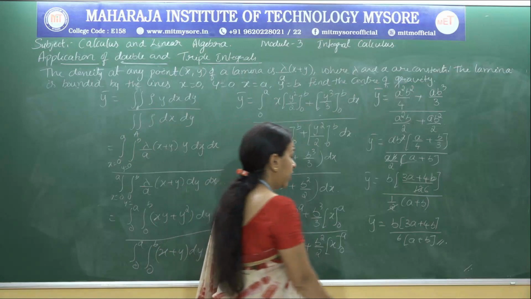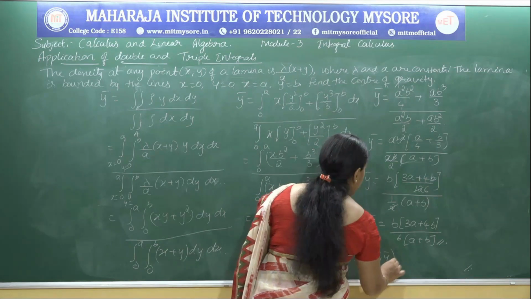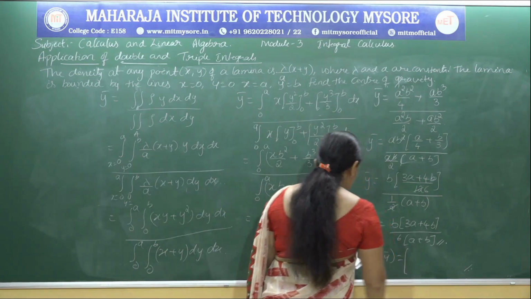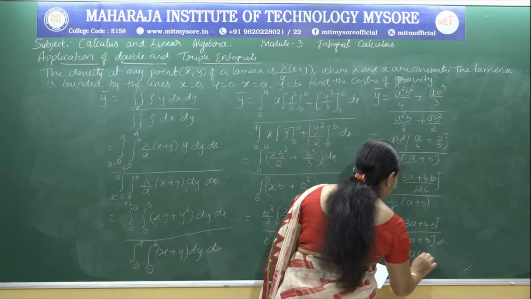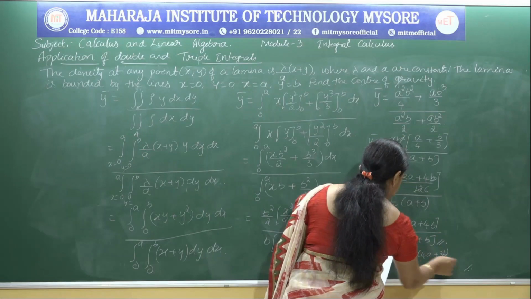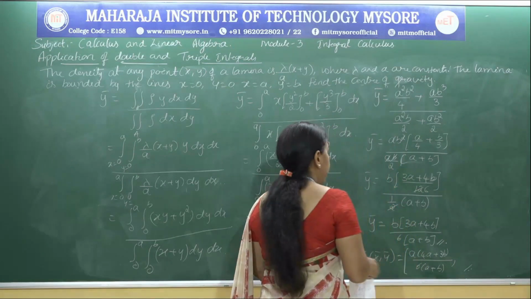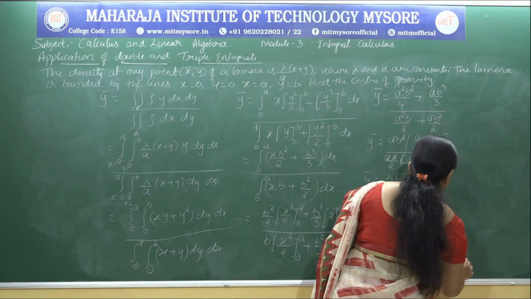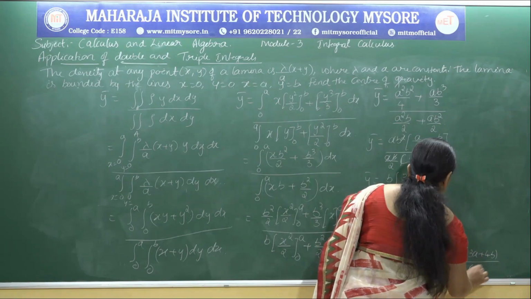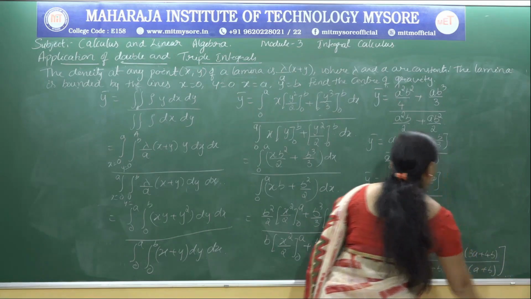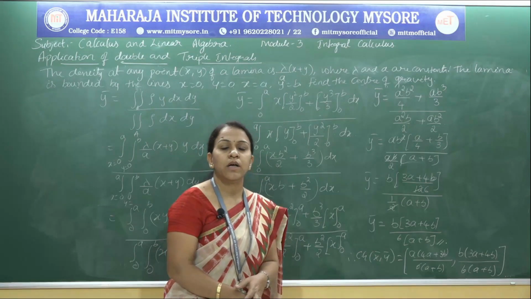Therefore, what is the center of gravity? The center of gravity, x bar comma y bar, is given by the points: x is given by a into (4a plus 3b) by 6 times (a plus b), comma, and y is given by b times (3a plus 4b) by 6 times (a plus b). That is the required center of gravity of the given rectangular lamina.